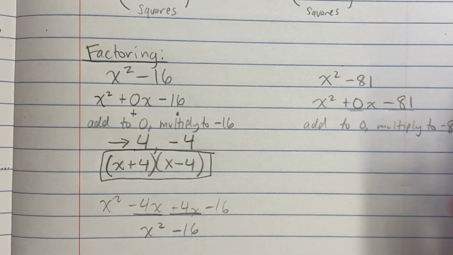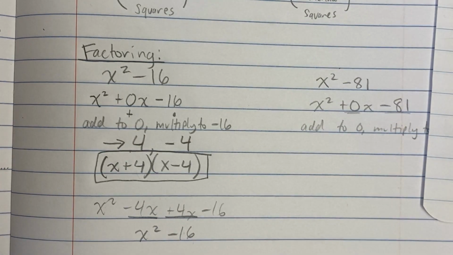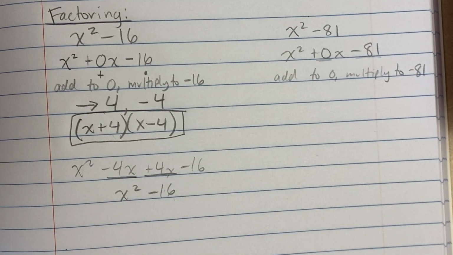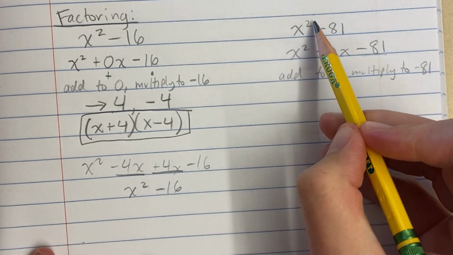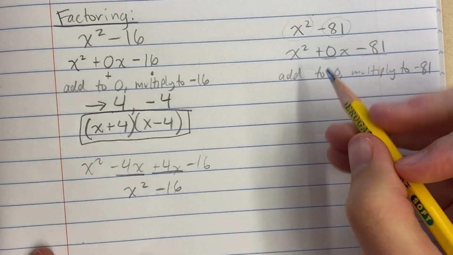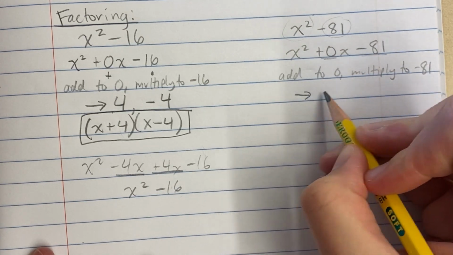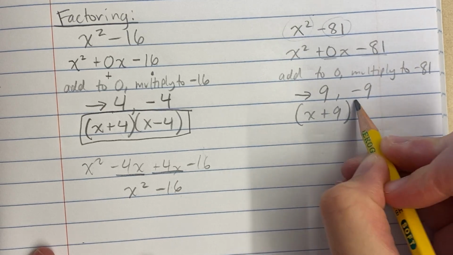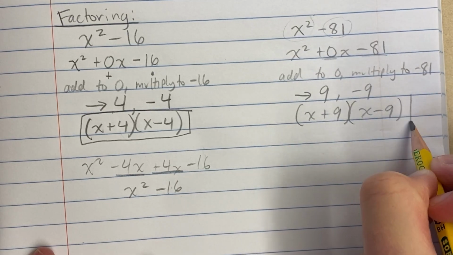And remember, this only works in this special case. The kind of shortcut you might observe here only works when this is a square and this is a square, when it's a difference of squares. So again, 81 is a square, it's 9 squared. So 2 numbers that multiply to negative 81 and add to 0 are 9 and negative 9. So this becomes x plus 9, x minus 9.